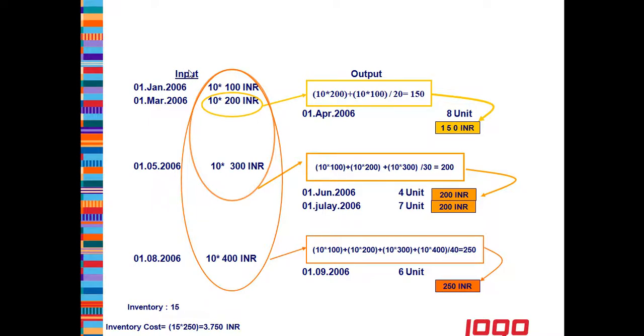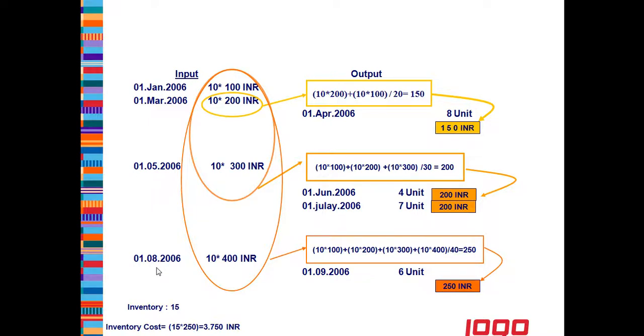Then I take the average of the whole quantity of materials, that is 10 into 100 plus 10 into 200 plus 10 into 300, divided by the total quantity of material, that is 300, so the average will be 200. Again on 1st of June, suppose I sold 4 units, and on 1st of July I sold 7 units. So what will be the average unit cost then? It will be 200 Indian rupees.